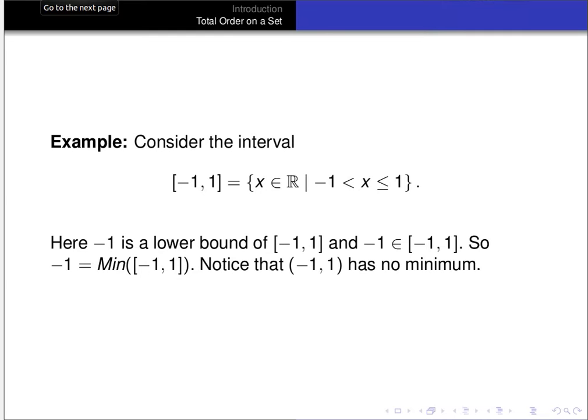Okay, and I noticed there in that set definition, it should be -1 less than or equal to x, less than or equal to 1. All right, it's a closed interval, so we want to include -1 and 1 as we said in the discussion.